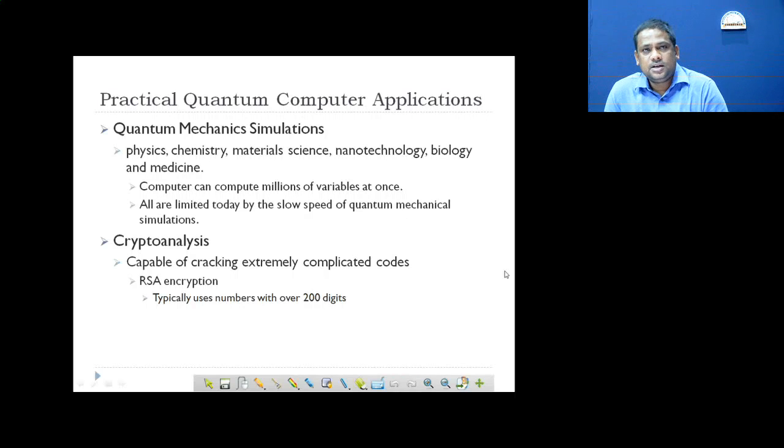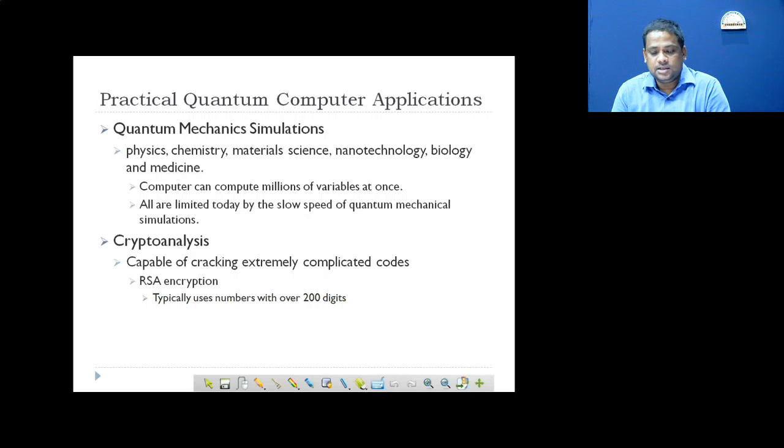Moving forward, the various practical quantum computer applications. We say that it can be used everywhere wherever we need parallel processing, wherever we need to work with a huge amount of data or huge processing power. In short, we are going to use quantum mechanics simulations in physics, chemistry, material science, nanotechnology, biology, and medicine. Computers can compute millions of variables at once, and all of these are limited today by the low speed of quantum mechanical simulations, which will improve over time.